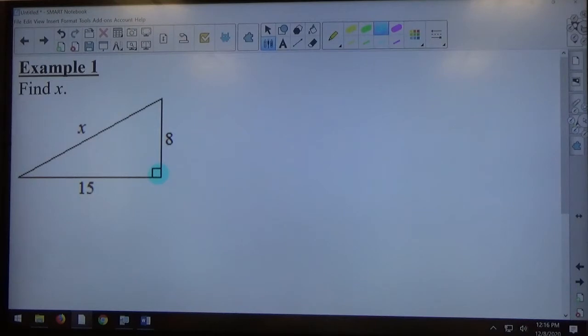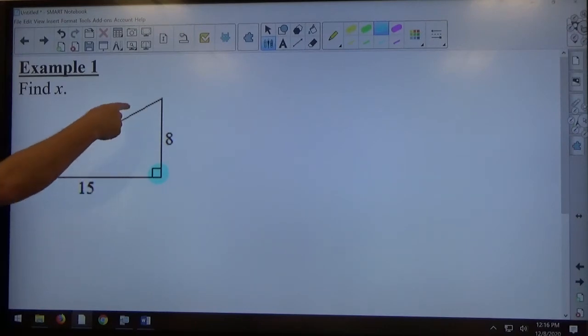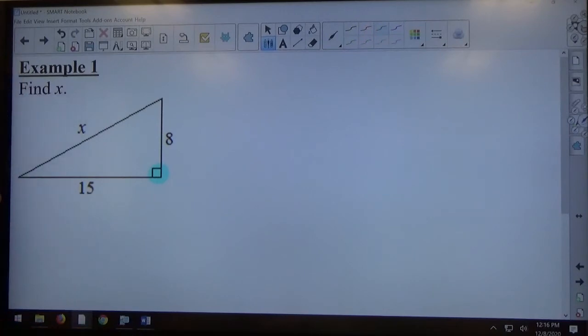So, first property of any triangle is the three angles always add up to 180 regardless. So if this is 90, there's 90 left over for the other two angles. They're both always acute. The other property that happens quite often in a right triangle is the Pythagorean theorem.